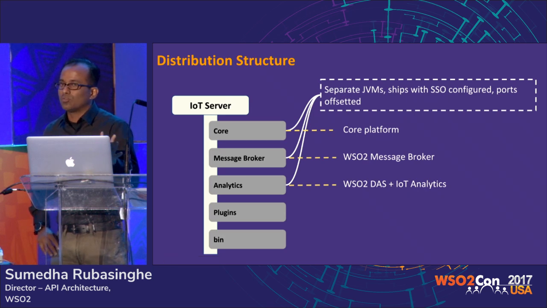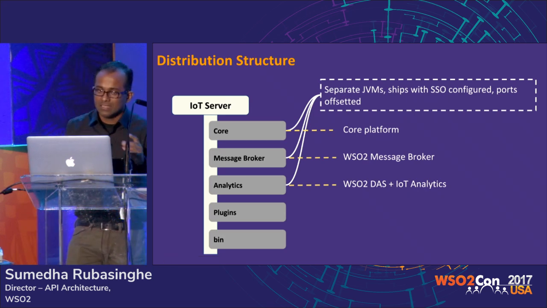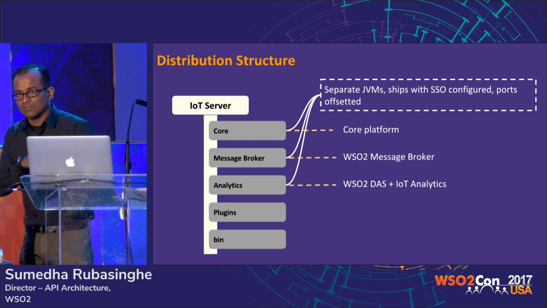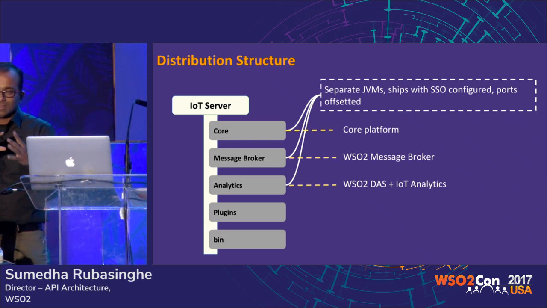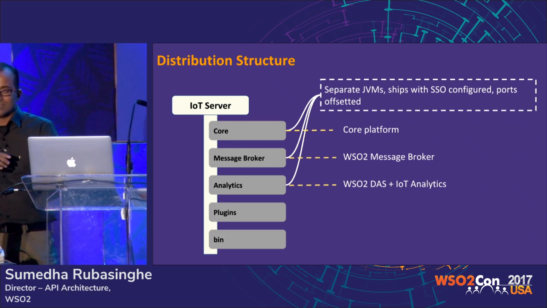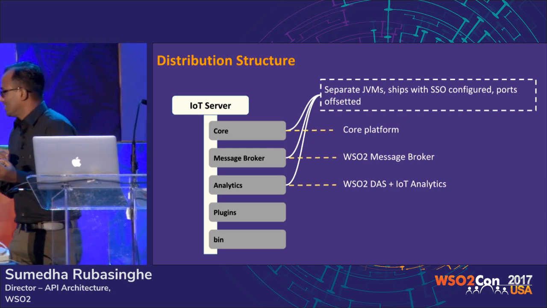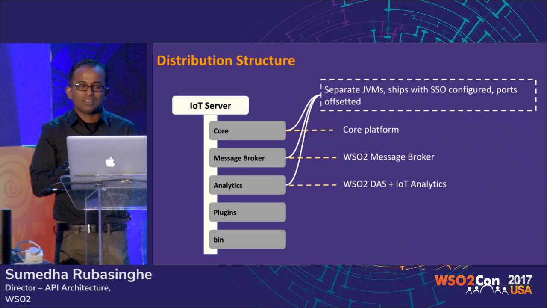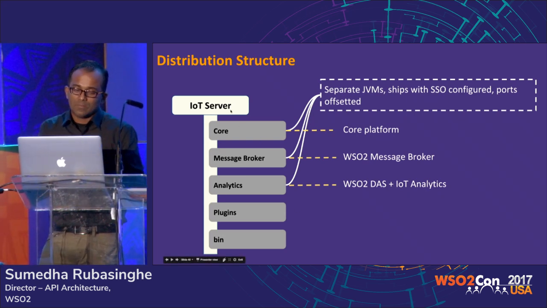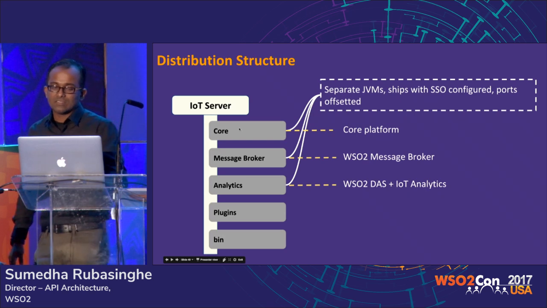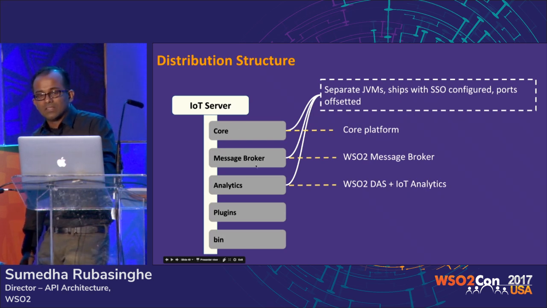So if you go to the WSO2 IoT server page and download the IoT server, it's kind of bulky at this point because of a certain transitional period. It's somewhere around 978 MB. That is because, first of all, within this there are separate JVMs available for the IoT core, for the message broker, and for the analytics.